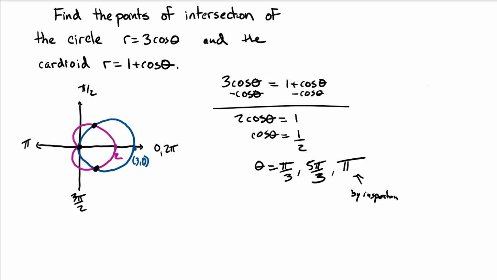Oh, dang. What are those points? And let me write in the points from now on. Like, what is this point right here? Well, I know it's got a pi over 3 in it, but what's the radius? Well, you got to plug it in. 1 plus cosine of pi over 3. That's 1 plus 1/2, which is 3/2, comma, pi over 3. And then this one down here would be 3/2, comma, 5 pi over 3. And then this point over here would just be 0, comma, pi. It's a lot, huh?